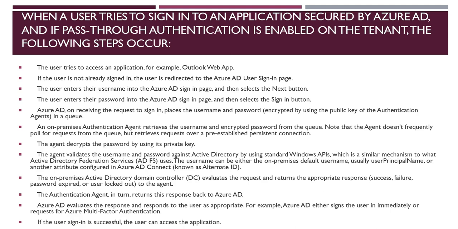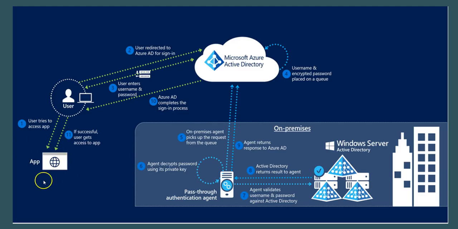Let's say the user tries to access an application, for example the Outlook web app or OWA. If the user is not already signed in, the user is redirected to the Azure AD user sign-in page. So here's an app. The user tries to access the app. If the user is not already signed in, they would be redirected to this Azure AD sign-in page. Then the user would enter the username and password here.